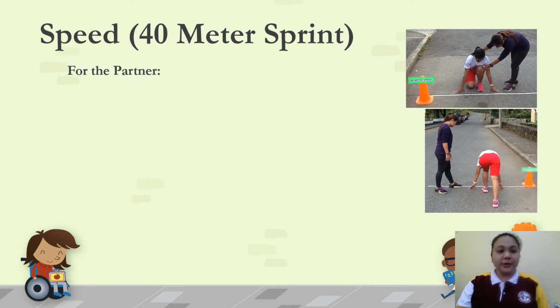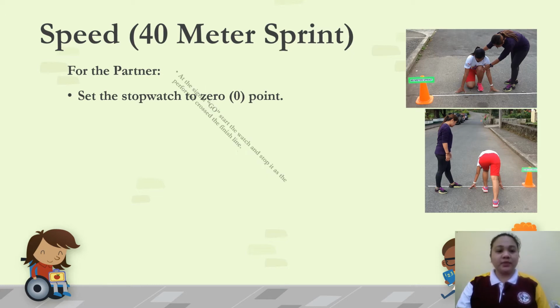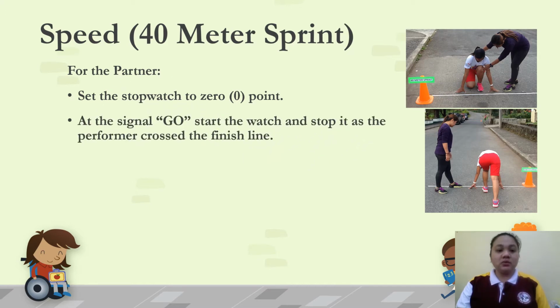Okay, for the partner, ito naman po yung mga task. So, number 1, set the stopwatch to 0 points. So, before you start the activity, bago po tayo magbigay ng mga signals such as ready, get set, and go, siguraduhin po natin na nakaayos po yung stopwatch natin. Then, at the signal go, start the watch and stop it as the performer crosses the finish line. So, kapag sigaw po natin ng go, at the same time, kailangan na po natin pindutin yung stopwatch. Then, stop po natin yung stopwatch kapag nakarating na yung performer sa finish line.